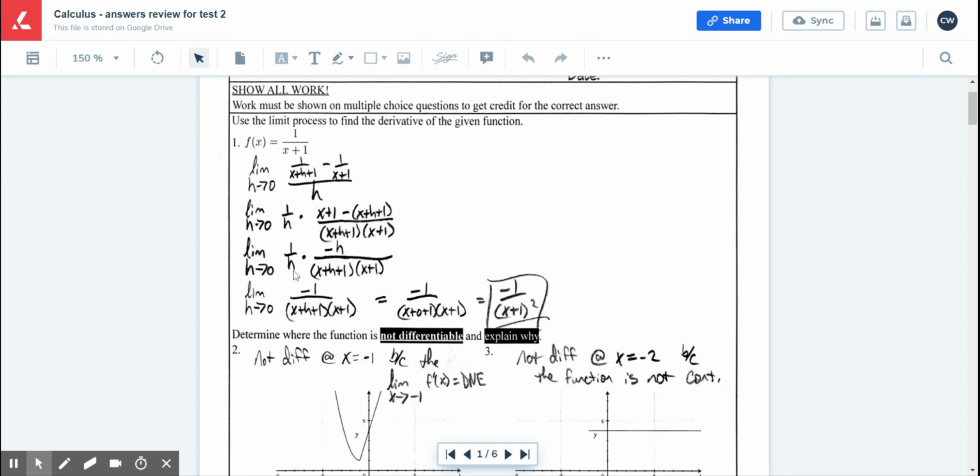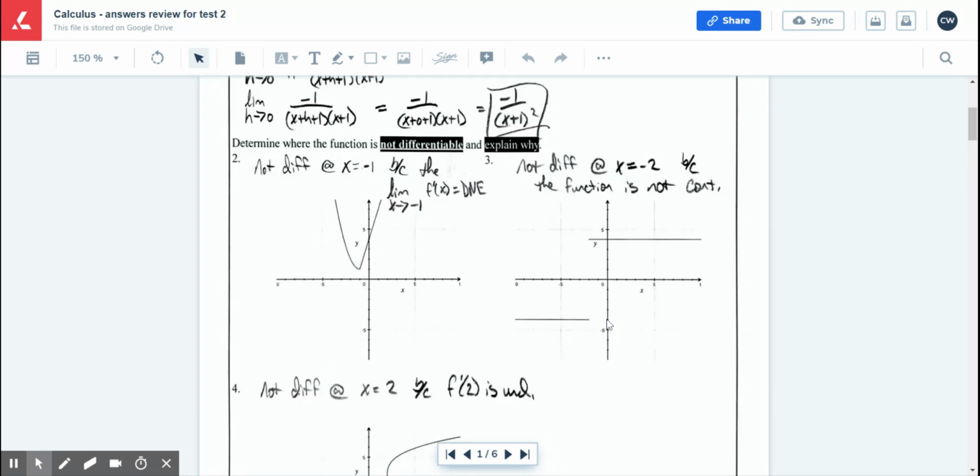Again, remember, as soon as you cancel out h, then we need to plug 0 in for h, which is what I did here. So it's negative 1 over x plus 1 and x plus 1, which means I get negative 1 over x plus 1 squared.